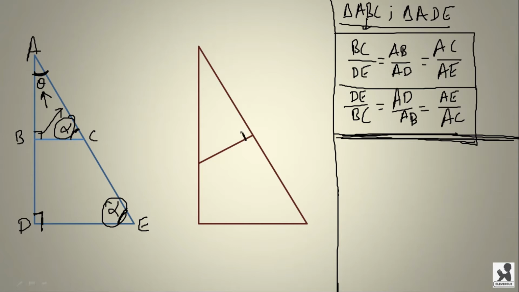Here this angle is 90 degrees, and in the bigger triangle this angle is 90 degrees. Let us name this P, Q, R, S, T. Now we can see two triangles over here. What are they? Triangle PQR and triangle PST. Both triangles are similar. How?